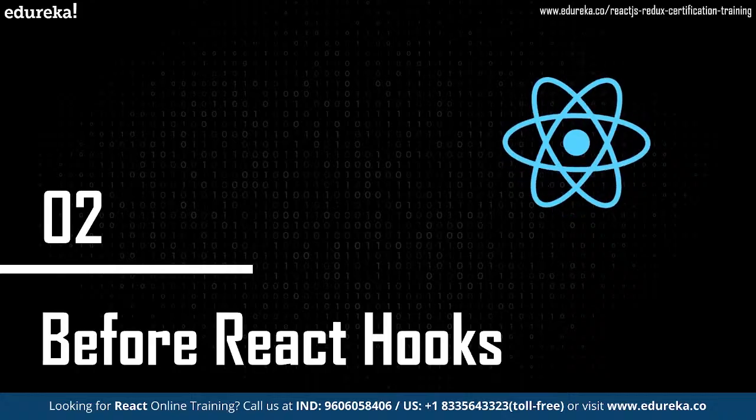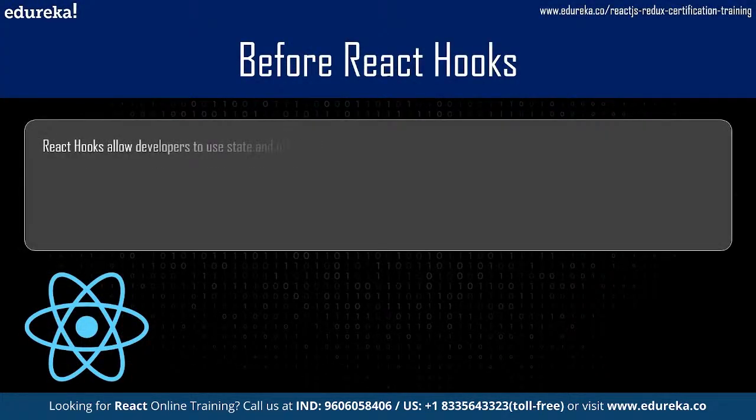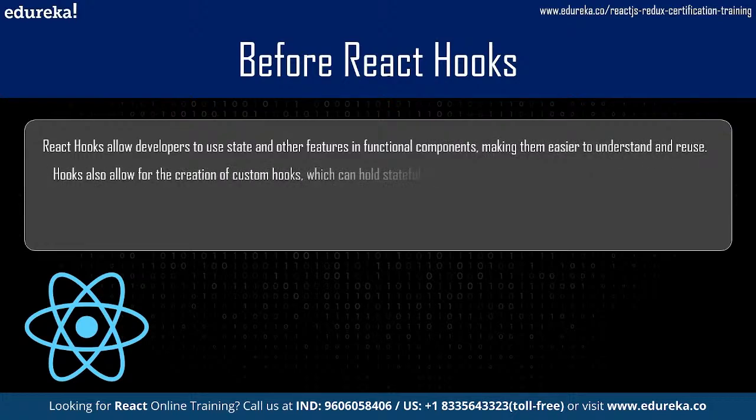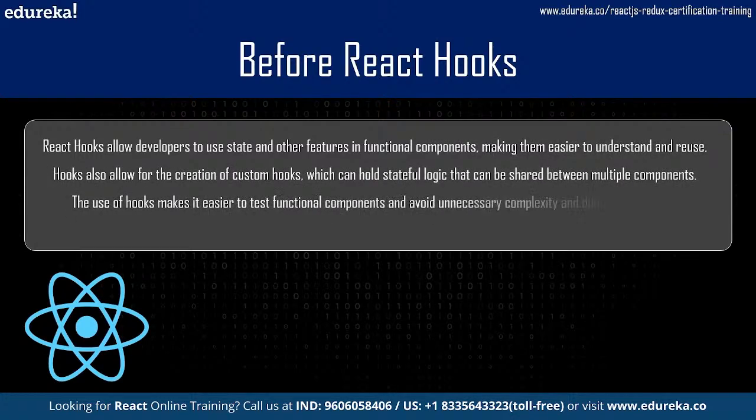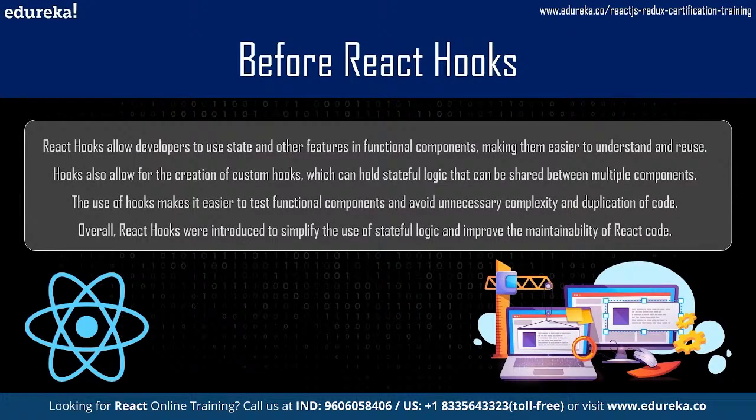Now let us go back and see before React hooks. So before React hooks, if you wanted to use the state or other features in the component, then you had to use a class component. Here the class components are more complex than the functional components and can make it difficult to reuse the stateful logic. With React hooks, you can use the state and other features in the functional component, which makes it easier to share the stateful logic between the components. And also it makes it easier to work with the functional components.